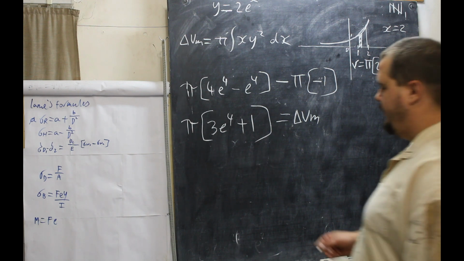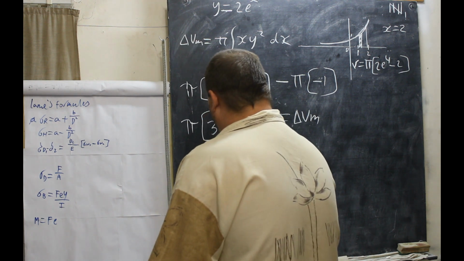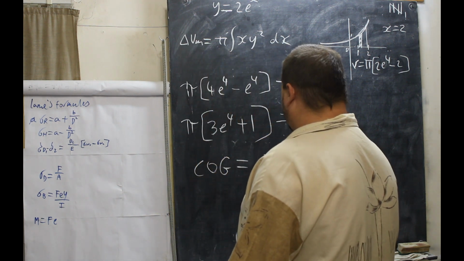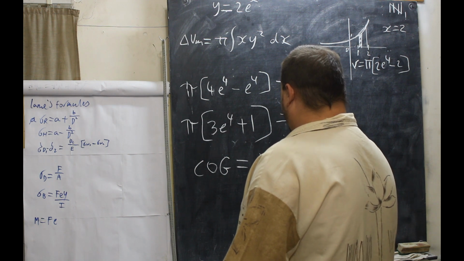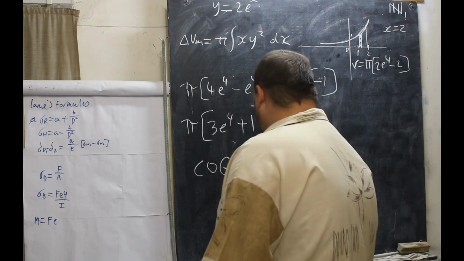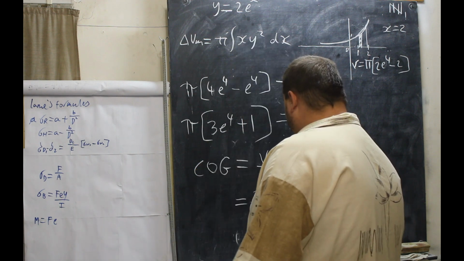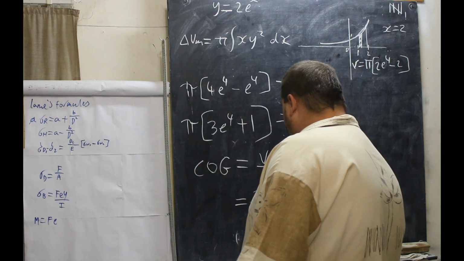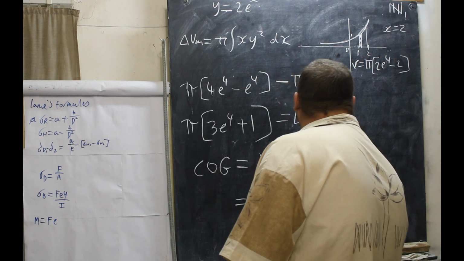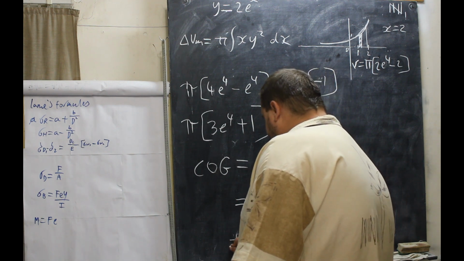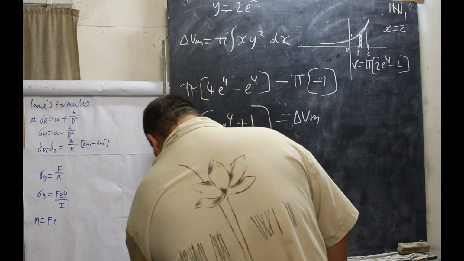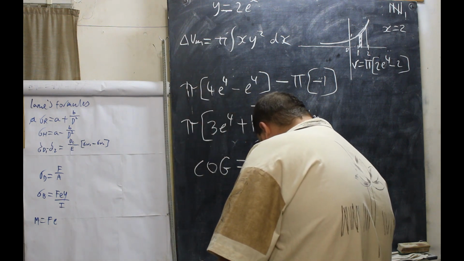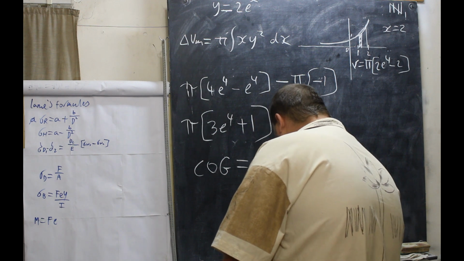So our center of gravity is equal to Vm over V. So this will equal 3e to the 4 plus 1 over 2e to the 4 minus 2. And this all equals 1,537 units.